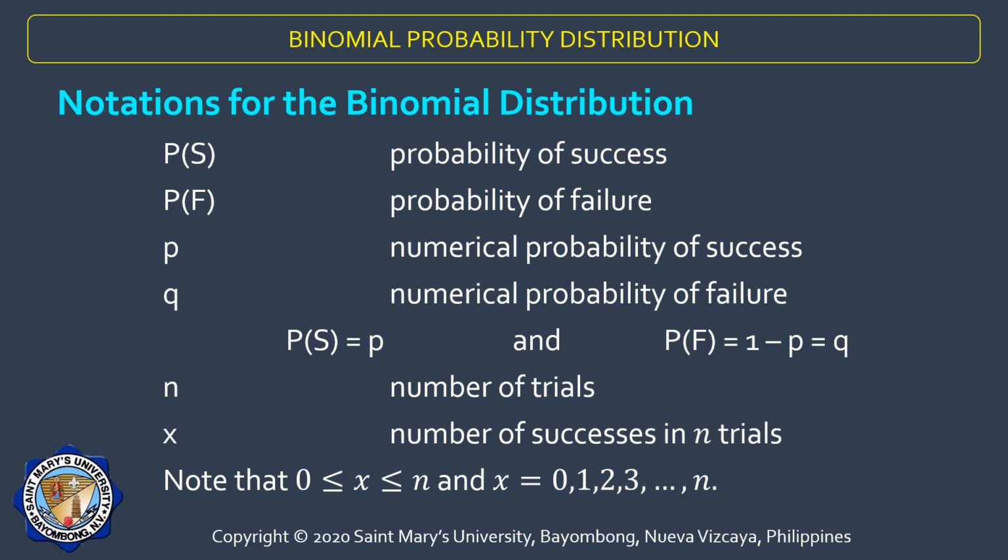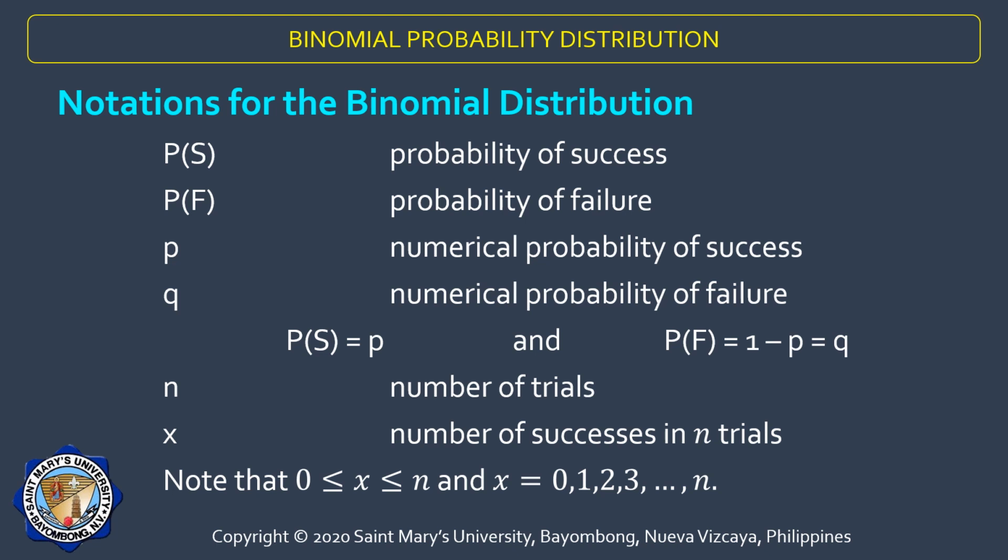The first is P of S, which is the probability of success, P of F, the probability of failure, p, the numerical probability of success, q, the numerical probability of failure. In short, P of S is equal to p, and P of F is the complement of p, which is 1 minus p. And 1 minus p is denoted by q. Most of the time we will use p and q for the probability of success and failure respectively.